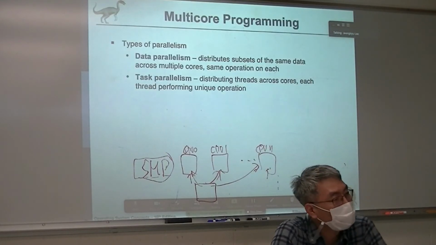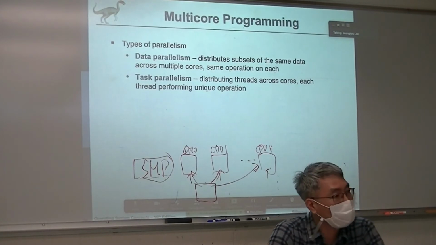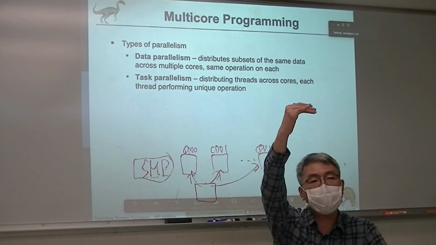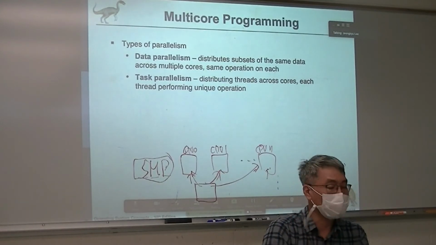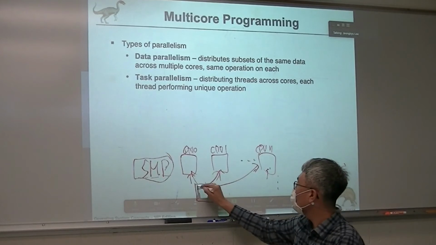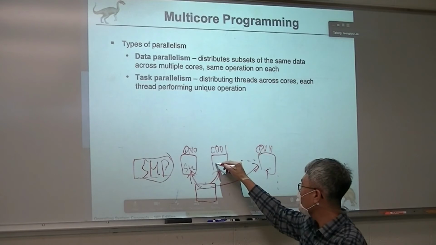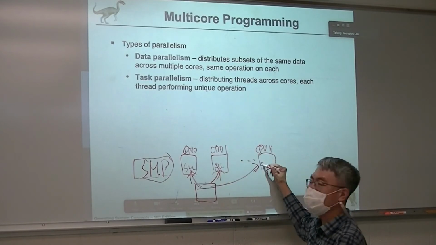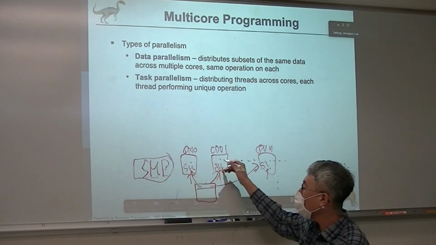There are two types of multi-core programming. One is from the data point of view. Another one is the task. Traditional parallel programming focuses on task parallelism. So our goal is to divide. This is the summation, this is the display, this is the spelling check, like this one. You are going to divide the job by the core or the CPU.